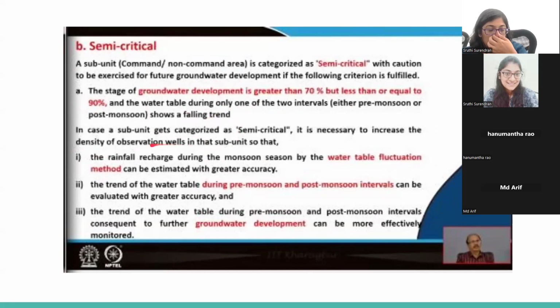And then again, under semi-critical, the rainfall recharge during the monsoon season, the trend of the water table can be evaluated. Okay, so this is what semi-critical area basically means. It is when this region's groundwater development is between 70 and 90 percent, and there is a decline at least during pre-monsoon or post-monsoon season.